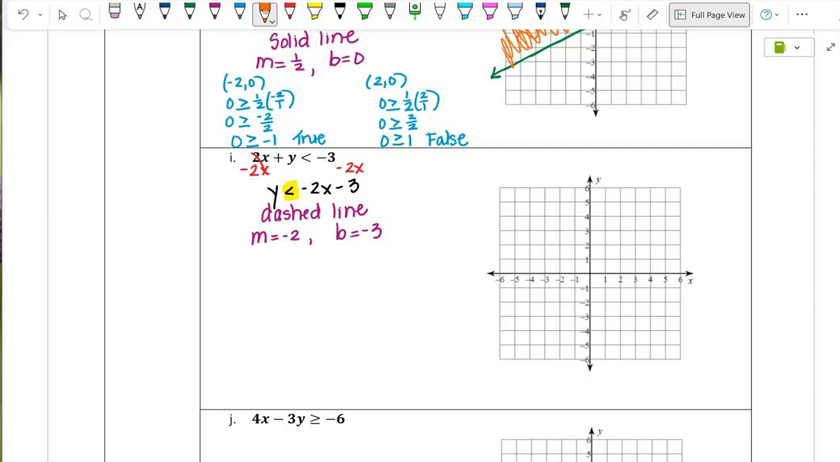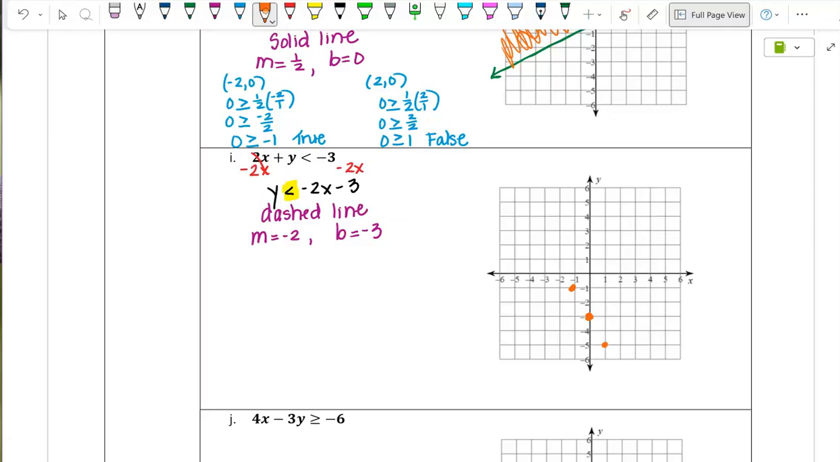I start with my y-intercept at -3. That's where my first point goes. My slope is -2, which tells me to go down 2 and 1 to the right. Since I can't go down and to the right again, I can go back to that y-intercept and go up 2 and 1 to the left. Again, just to give me more points to line up.